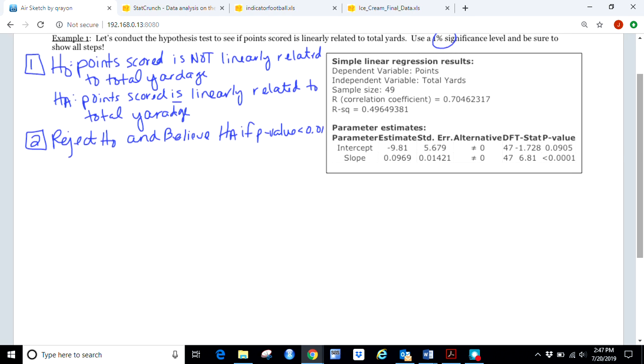Now when it comes to our conditions here in step 3, we're not going to formally check them, but we're at least going to list the conditions that we need. So we need the idea of things to be normal. At each value of x, y is distributed normally. We need to have that same population standard deviation, and we need independence. That would sort of be the idea of how many points scored in each game is independent of any other game.